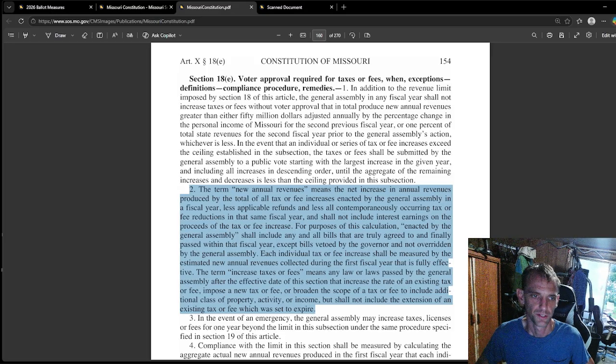The term increased taxes or fees means any law or laws passed by the General Assembly after the effective date of this section that increase the rate of the existing tax or fee, impose a new tax or fee, or broaden the scope of a tax or fee, to include additional class of property, activity, or income, but shall not include the extension of an existing tax or fee which was set to expire.